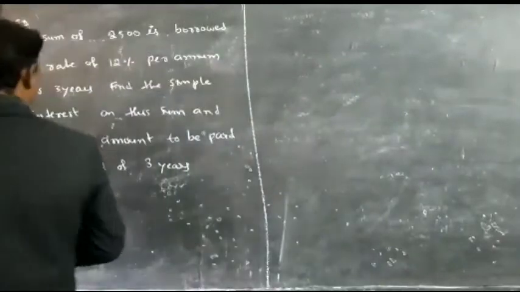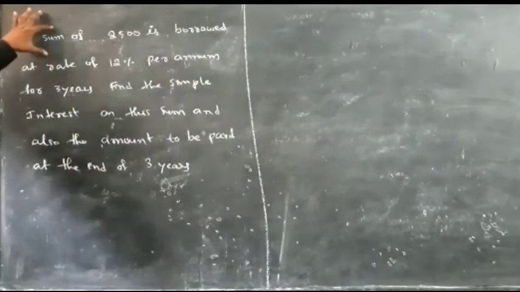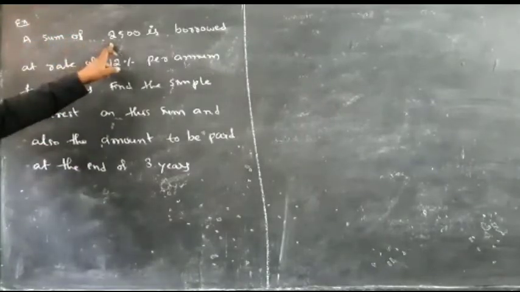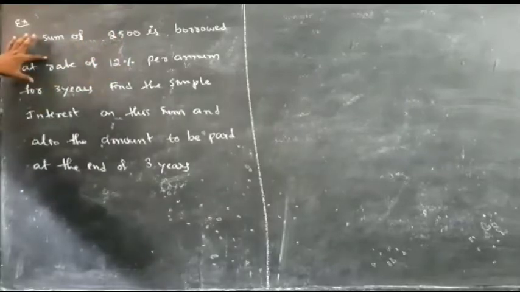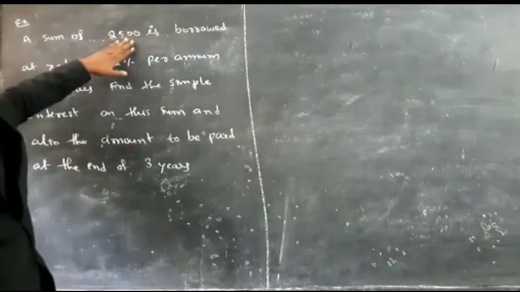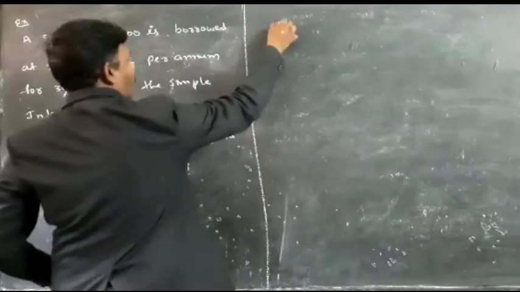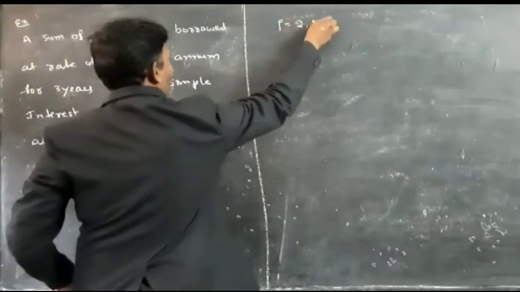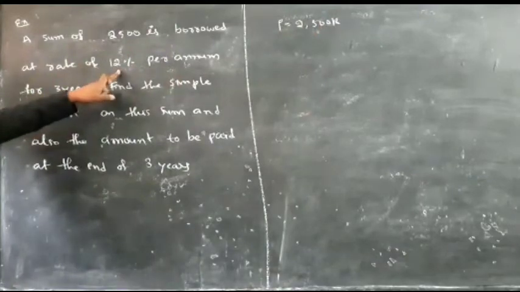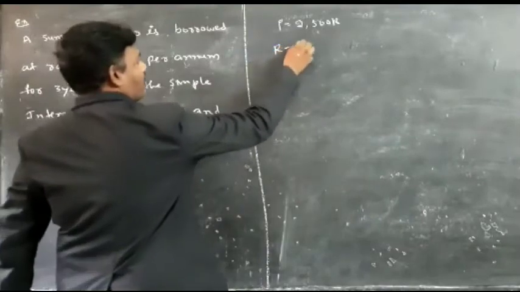So students, here is a question on simple interest. A sum of 2500 is borrowed at the rate of 12%. Here what is the borrowed amount? 2500. This borrowed amount is called the principal amount. So P is equal to 2500 rupees at the rate of 12%. What is the rate of interest? 12%. So R is equal to rate of interest.